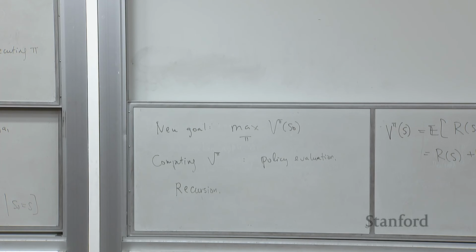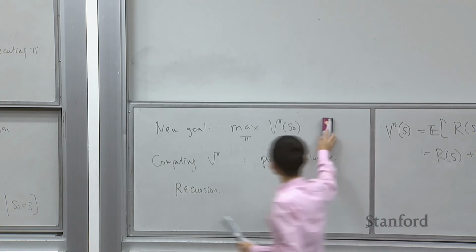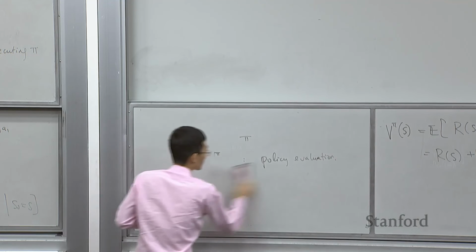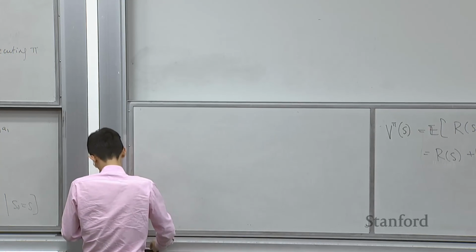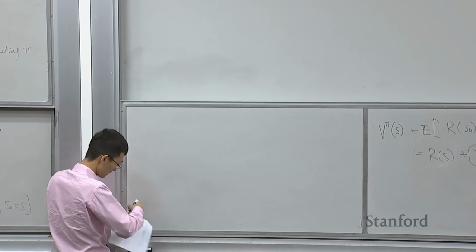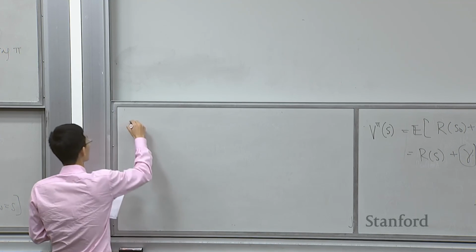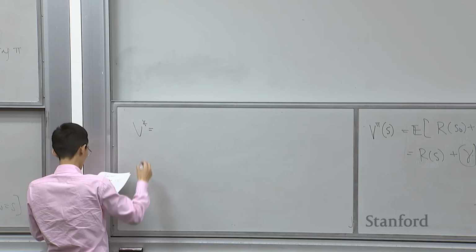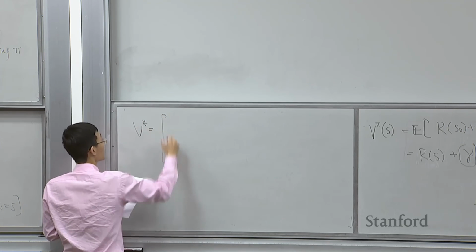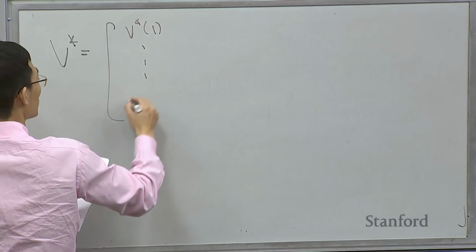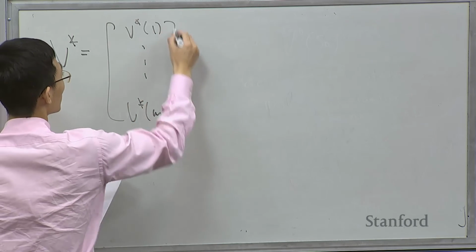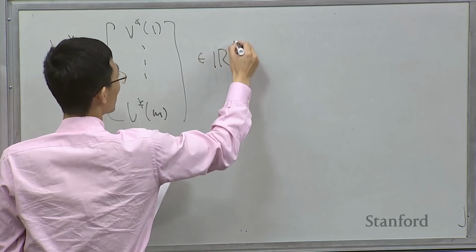So how do we solve these equations? We solve the equations by the so-called value iteration. First of all, let's define a notation V star to be V star 1 up to V star m. This is a vector in R^m.